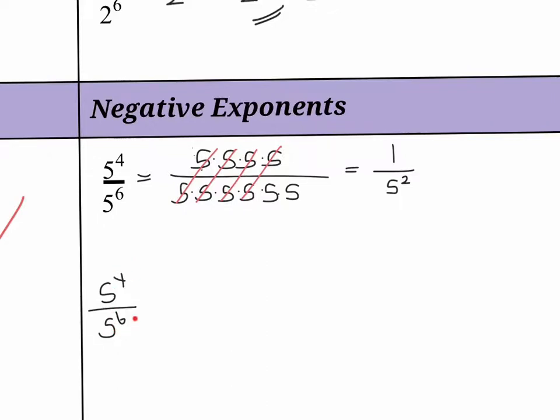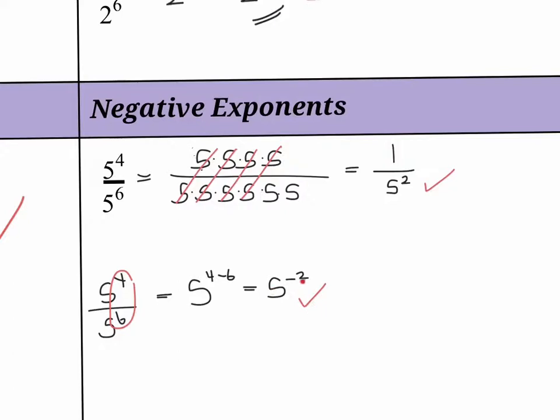What if I were to take the same example and use the quotient rule? We know what to do with those two: we're just going to subtract them. So it's going to be 5 to the power of 4 minus 6, which is going to be 5 to the power of negative 2. Both are accurate answers, which means that they must mean the same thing. So anytime we get a negative exponent, it does not give us a negative answer.